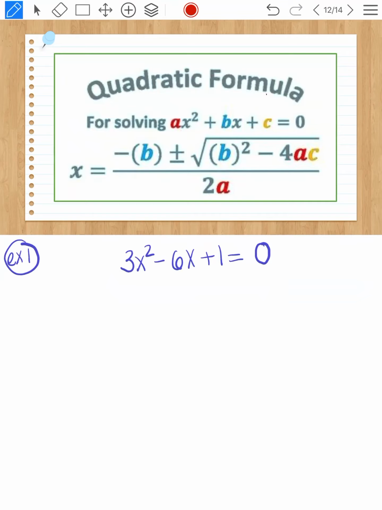On the top of my screen, you can see the formula. You do not need to memorize it. It will be provided for you.